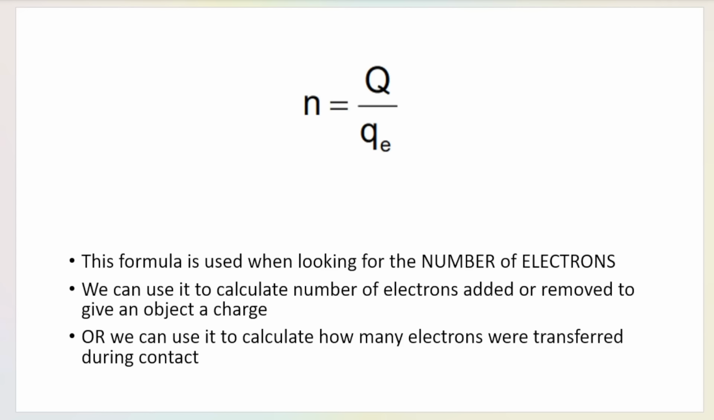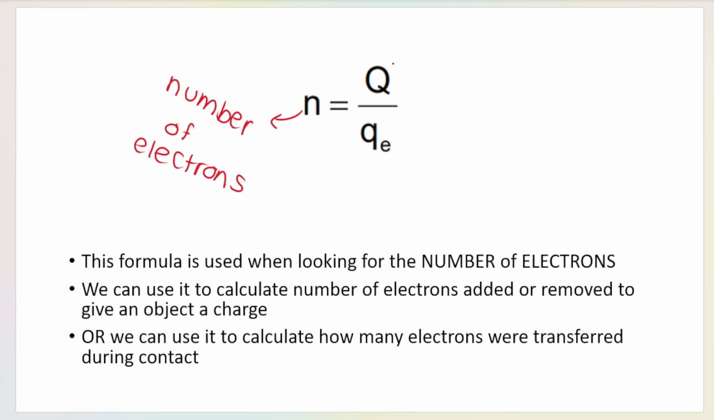Then our second formula is N is equal to Q over QE. Remember I mentioned that instead of QE, they can just say E. N is number of electrons. So we use this formula whenever we are asked to calculate the number of electrons. This formula is used when looking for number of electrons or amount of electrons. We can use it to calculate the number of electrons added or removed in order to give an object charge, or we can use it to calculate how many electrons were transferred or how many electrons moved during contact.